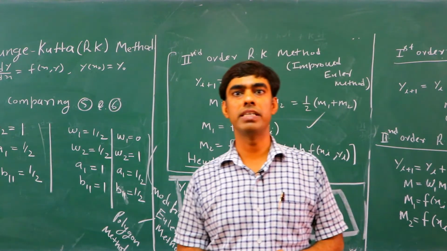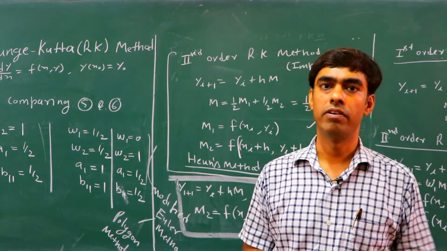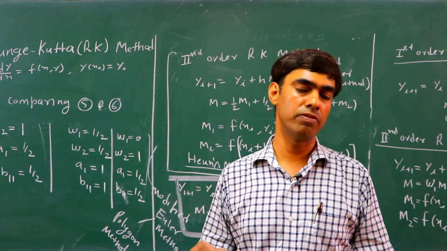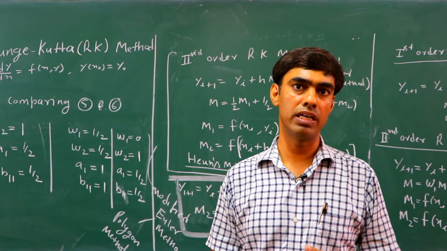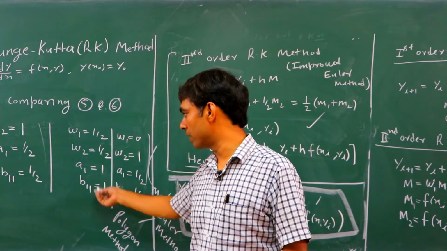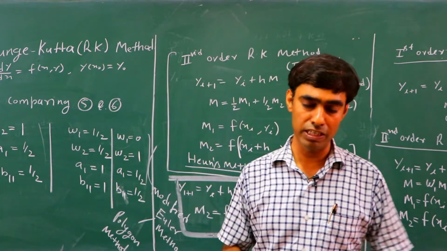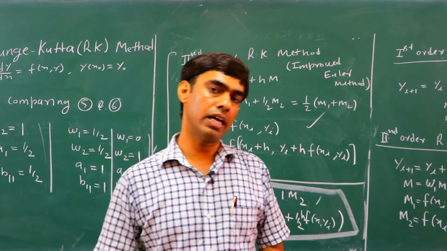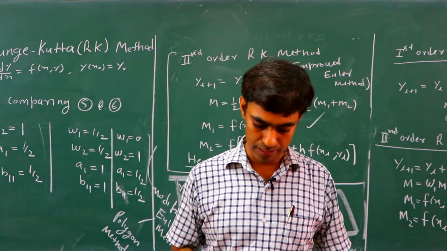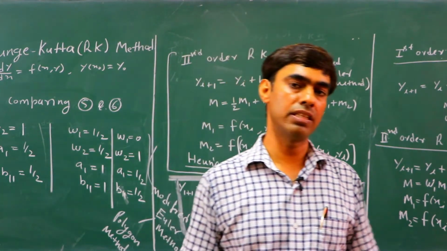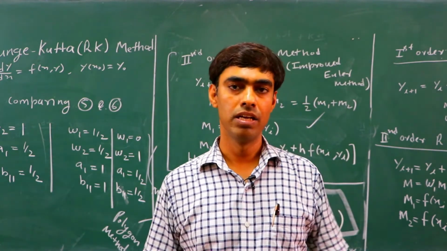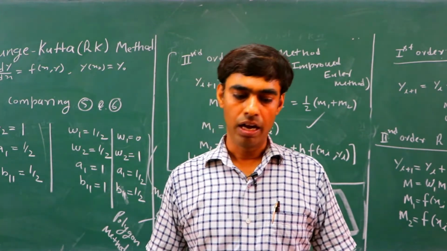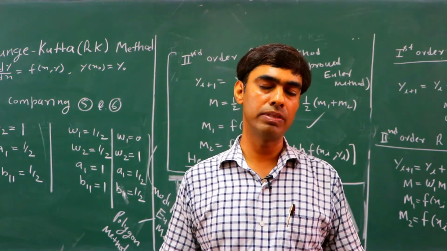So in a second order RK method, there are different ways to choose the values of W1 and W2, and if we choose different W1 and W2, we find different values of A1 and B11, and then there is a different form of second order RK methods. But the most popular RK method is the fourth order RK method. Since the derivation of the fourth order RK method is very complicated and tedious, I am going to directly use it.